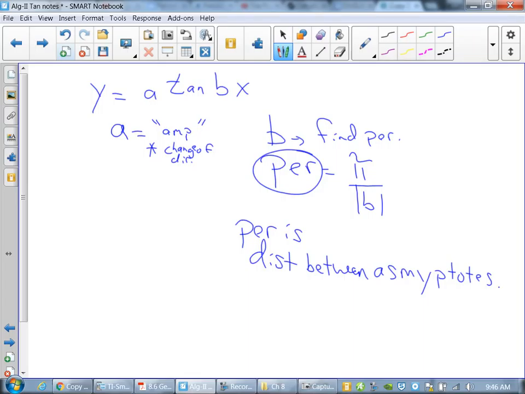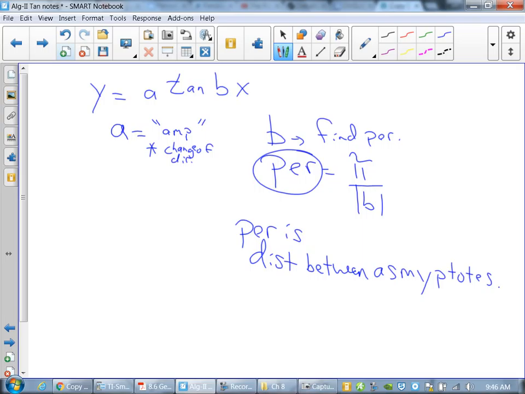So yeah, your period is always going to be the distance between the asymptotes. So your distance between the asymptotes is your period, which means halfway between that is where it goes through the origin. Halfway between the origin and the asymptote is where it changes direction on either side. It'll always be half of that. Why? Because that's how it works.